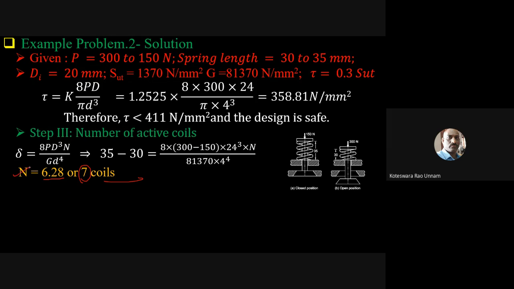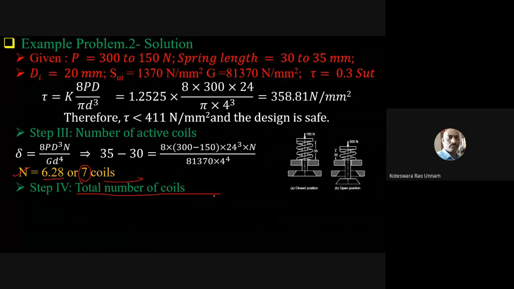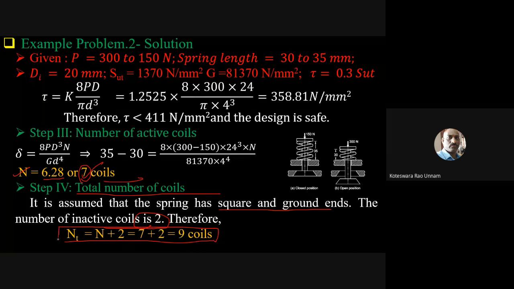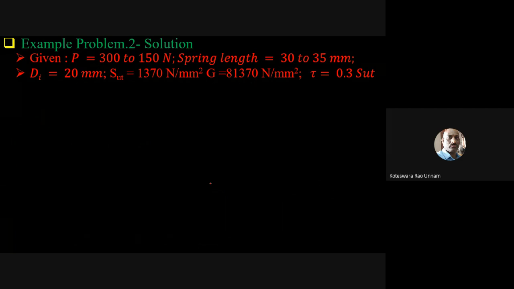So therefore n is known. Then the remaining things are same. Total number of coils: again we'll assume square and ground ends. For square and ground ends, the number of inactive coils is 2. Therefore, your total number of coils will become 7 plus 2, which is 9. Nt is 9. So this is how we can compute the total number of coils.